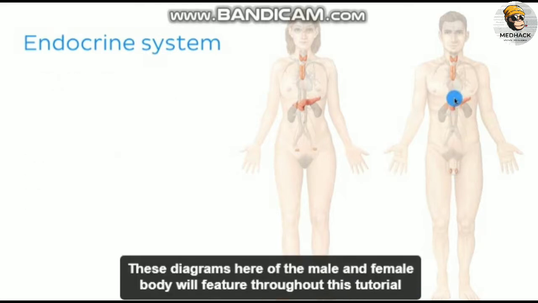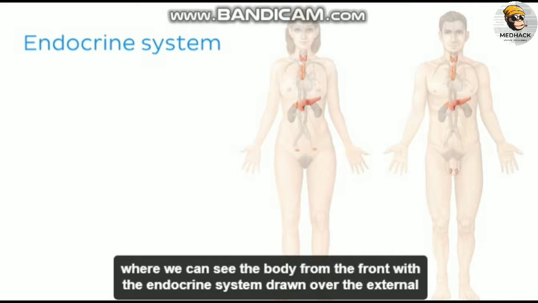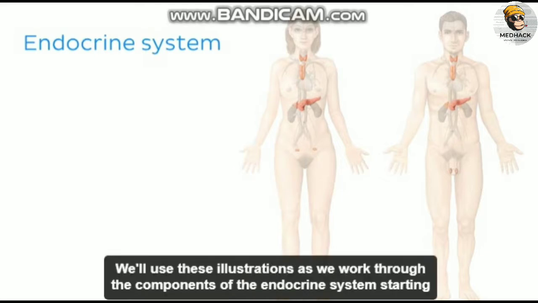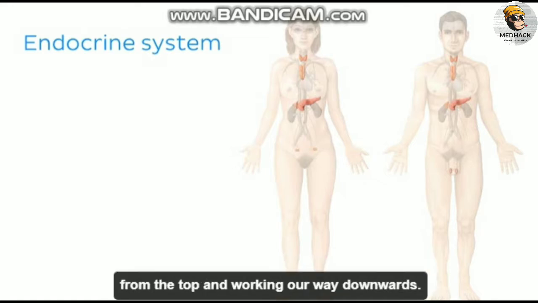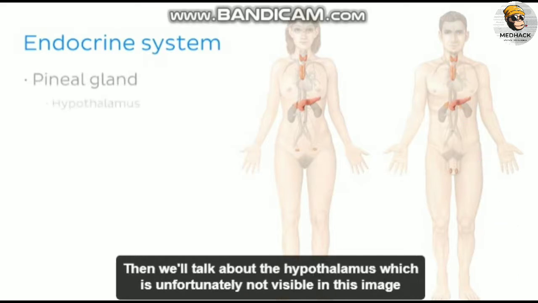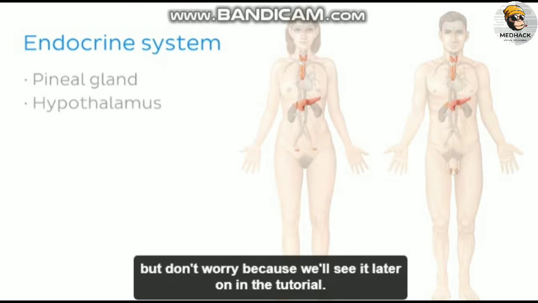These diagrams here of the male and female body will feature throughout this tutorial, where we can see the body from the front with the endocrine system drawn over the external surface. We'll use these illustrations as we work through the components of the endocrine system, starting from the top and working our way downwards. So first we'll discuss the pineal gland, which is this tiny structure you can see just here. Then we'll talk about the hypothalamus, which is unfortunately not visible in this image, but don't worry because we'll see it later on in the tutorial.